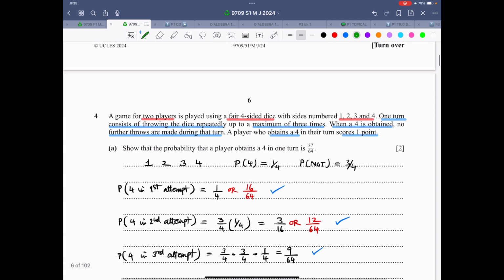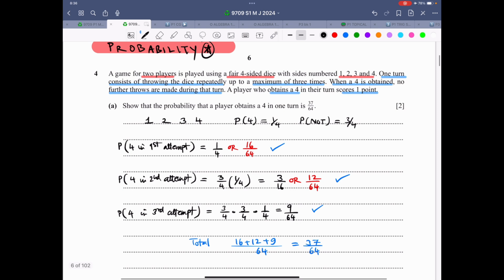So now this thing is done, and what is this question about? I think this is about basic probability. So probability, that's the name of the paper, probability and statistics. So this is like high level probability. Now it says a game is played by 2 players, is played using a fair 4-sided dice with sides numbered 1, 2, 3 and 4. One turn consists of throwing the dice repeatedly up to a maximum of 3 times. So it's a max of 3 times.